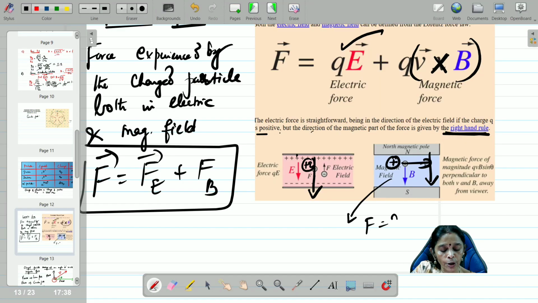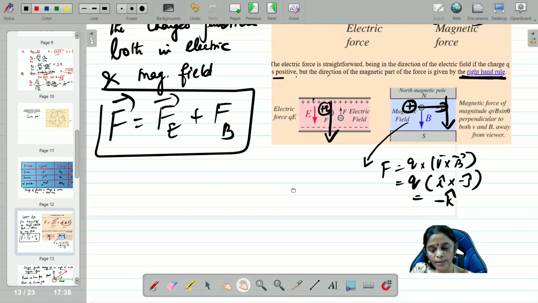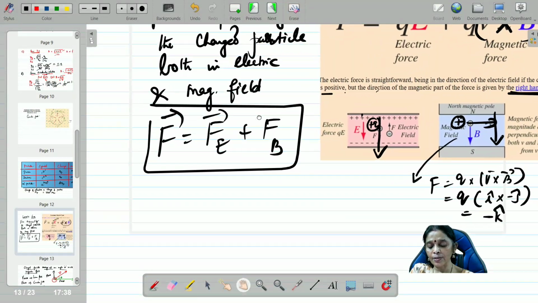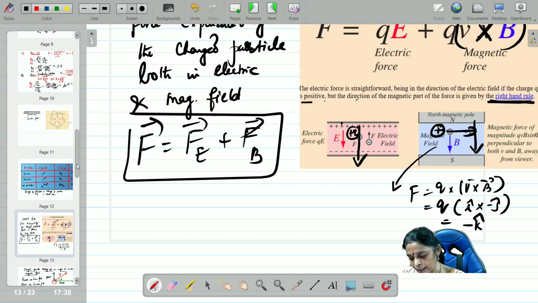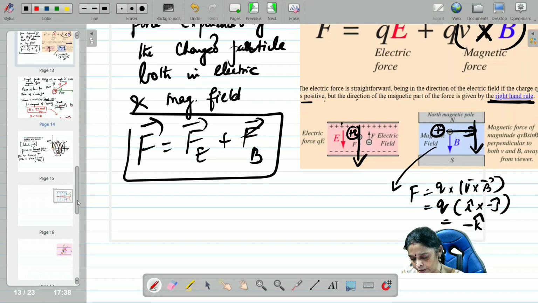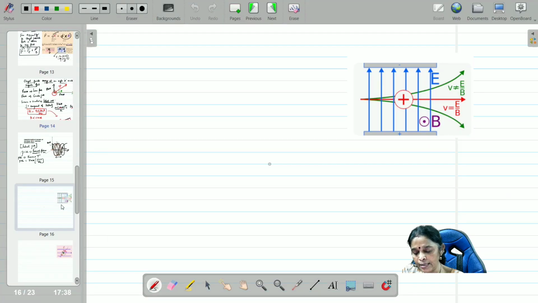So if you want, F is equal to Q into V cross B. Q is positive, V is i cap, and magnetic field is acting along negative j cap. So therefore i cross j is k, so minus k cap. You can see that. So both electric as well as magnetic field, that is Lorentz force. Based on this Lorentz force, there is an application here, children, that is velocity selector. We will check on that velocity selector.